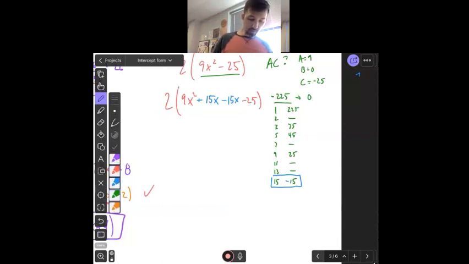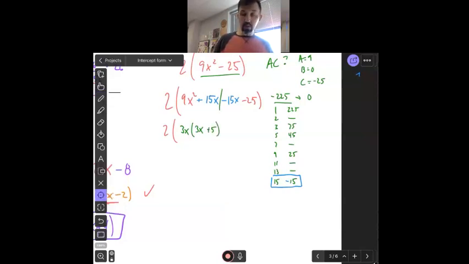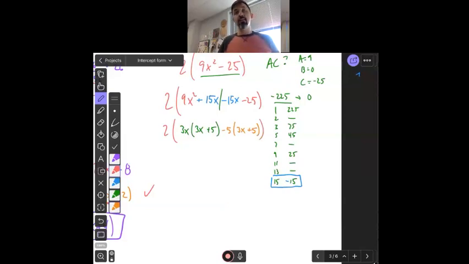Break in half. 2 is going to hang out outside. 9 and 15 both have 3 in them, and an x. 3x times 3x is 9x squared. 3x times positive 5 is 15x. This is negative, so I'm going to take out a negative. Both of those have 5, and I'm just going to take out a negative 5. Negative 5 times positive 3x, negative 5 times positive 5 gives me 25. And I need to close that red set of parentheses. And don't lose your 2.